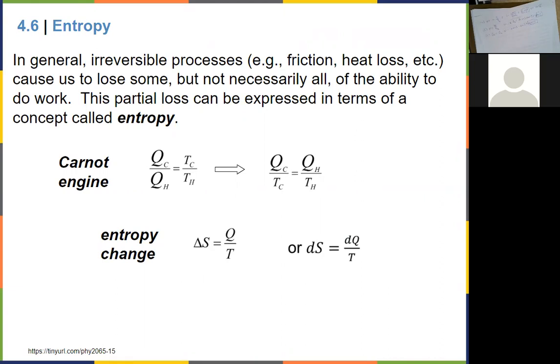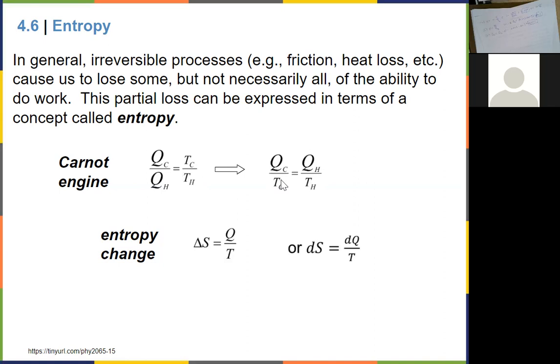So we derived that for a Carnot engine, QC over QH is equal to TC over TH. Or if you rewrite this, QC over TC is equal to QH over TH. So now there are these two quantities, Q and T, on the same object. The cold reservoir and the hot reservoir, they're equal to each other.